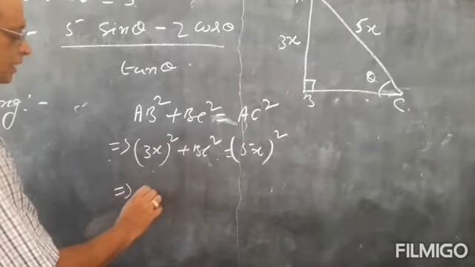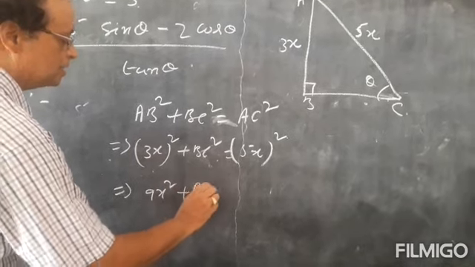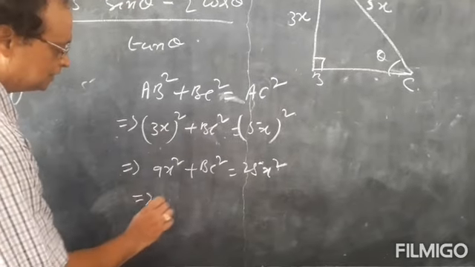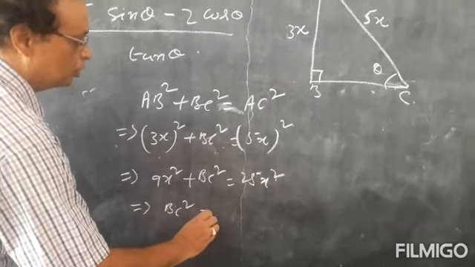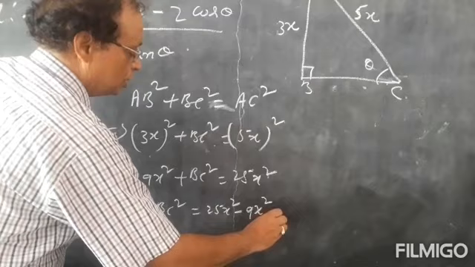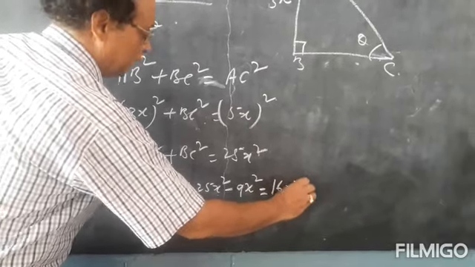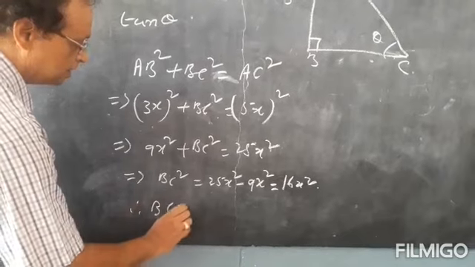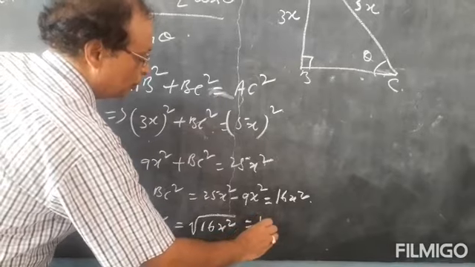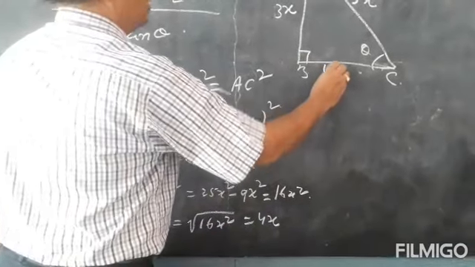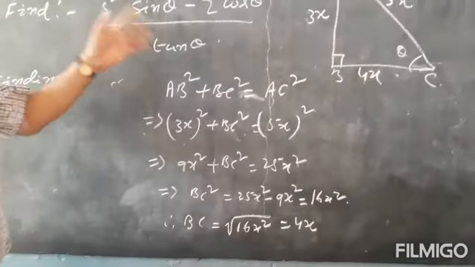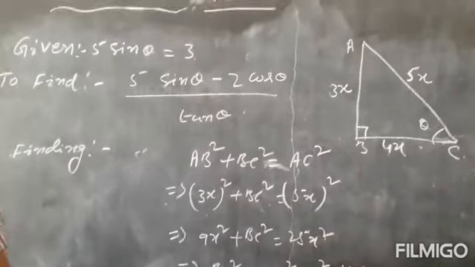Now that implies 9x square plus BC square is equal to 25x square. Now that implies BC square is equal to 25x square minus 9x square. That is equal to how much? 16x square. Therefore, BC is equal to square root of 16x square. So that is 4x. So BC is 4x. Now you know all the sides, AB, BC and AC, so we can find out any T ratios.